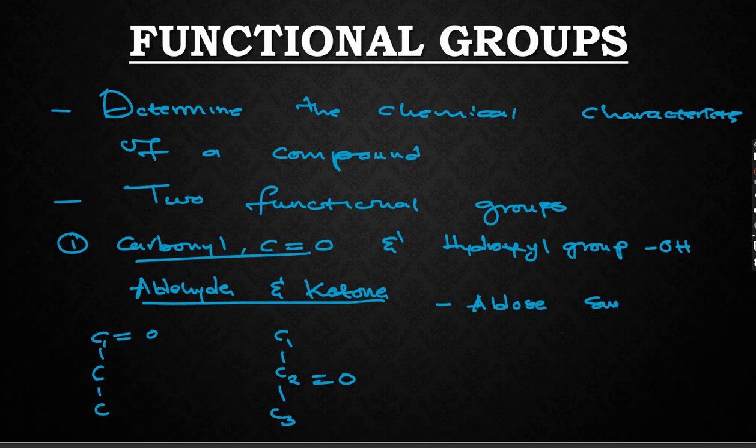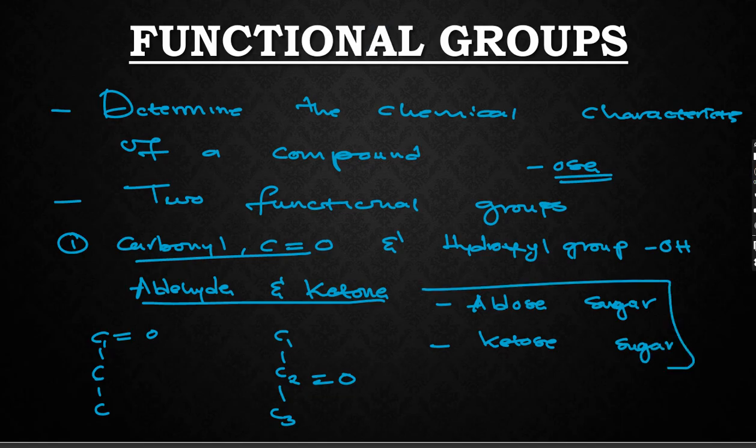Naming of compounds is not difficult. Ald comes from aldehyde, and ose is the suffix of all carbohydrates. Now, compounds with a ketone, where the carbonyl is on any carbon other than the first carbon, are called ketose sugars. We are using sugar there because all carbohydrates are sugars.